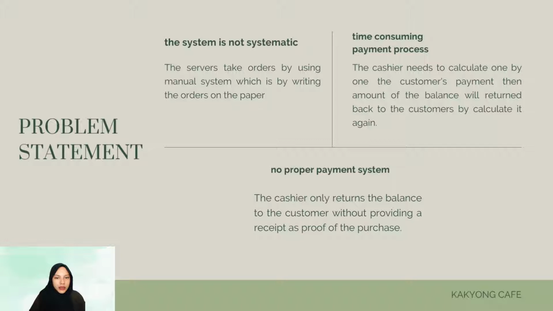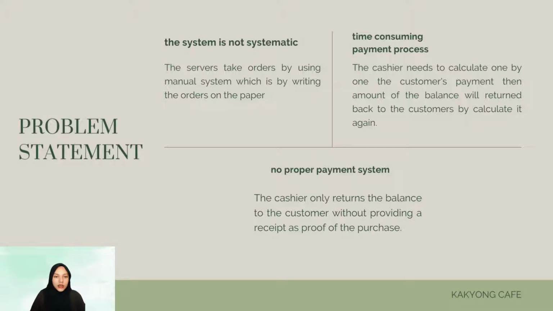So, the second problem we face is the time-consuming payment process. This is because there is no system that can help simplify the payment process. For example, the cashier needs to calculate one by one the customer's payment, then calculate again the balance to return to the customers. So this will take time for the customers waiting for their order payment. Therefore, as human beings, negligence is common in our life. So, when the cashier uses a calculator, this may cause negligence in any order payment calculation. If that keeps happening, it will cause a lot of losses in business.